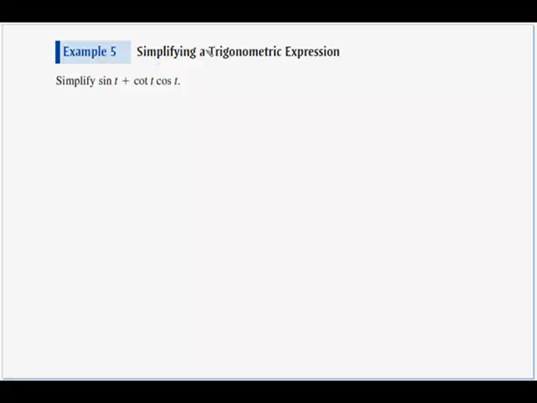Here in example 5, simplify the trig expression: sine of t plus cotangent of t times cosine of t. The other strategy mentioned at the opening was to get everything in terms of sine and cosine. That's already in terms of sine, so that's going to stay put, and I'm going to put it over a 1. Plus cotangent: tangent is sine over cosine, and cotangent is its reciprocal, so that would be cosine over sine. And this is times cosine over 1.